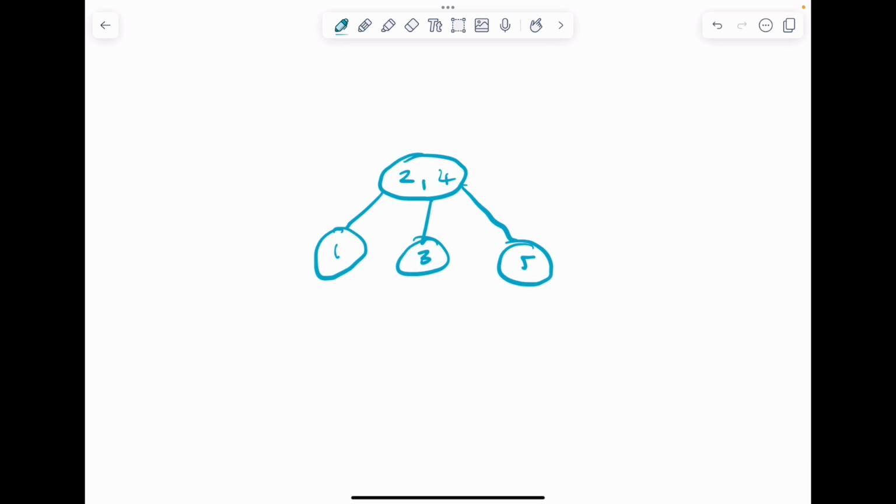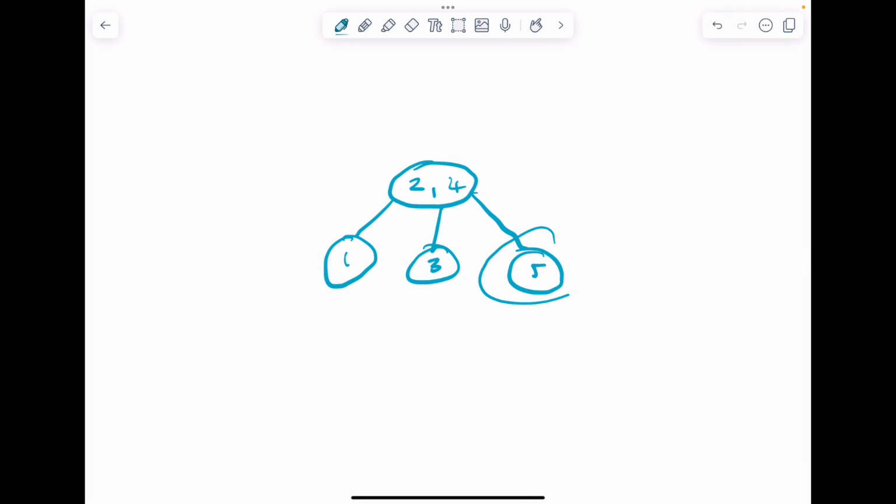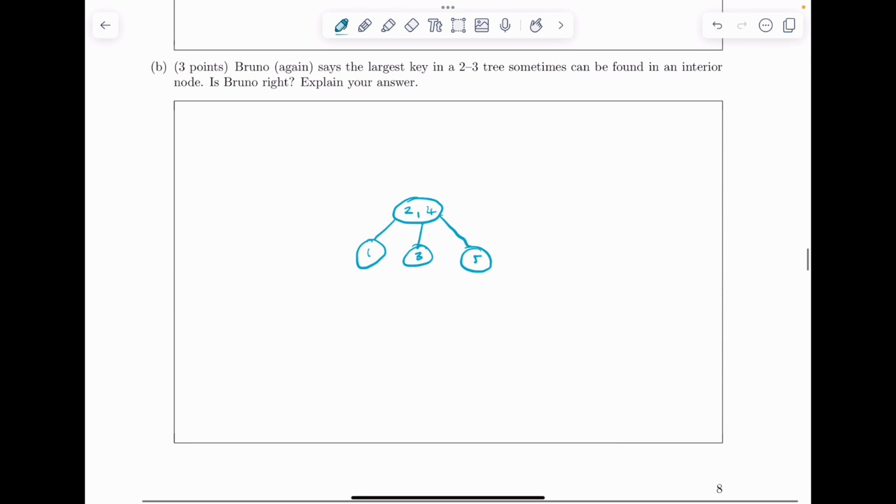So here, if we look at this tree, the largest value is on the right here, which makes sense. That's the definition of a 2-3 tree. It's always sorted like that, where the rightmost leaf is the largest. And the interior node, which is up here, will always be smaller than the rightmost child of it. So Bruno's wrong. The interior node does not have the largest key in the tree. It's always on the right.